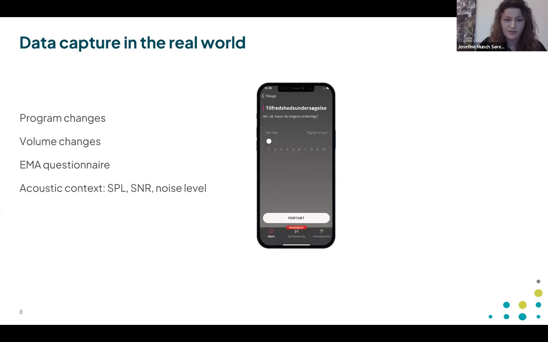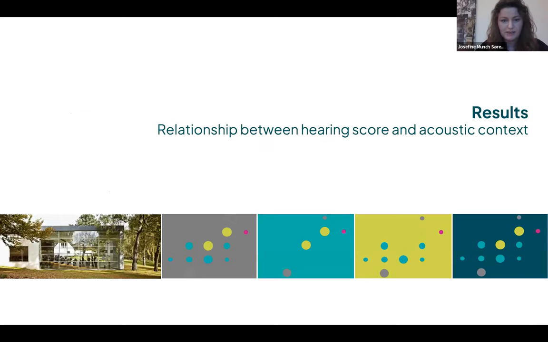So the sound pressure level, the signal to noise ratio, and noise level. And then we also had an automatic classifier of these environment, intent and motion labels. But the stuff that I will present today is only on the EMA questionnaire and on the acoustic context. So let's look at some data.